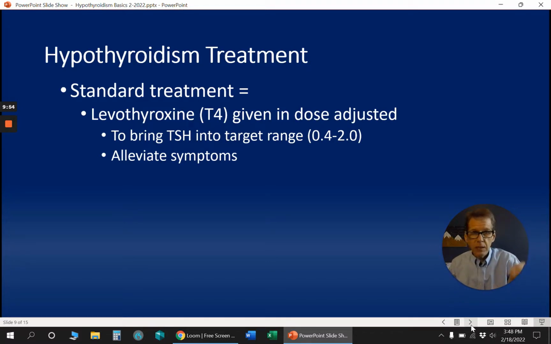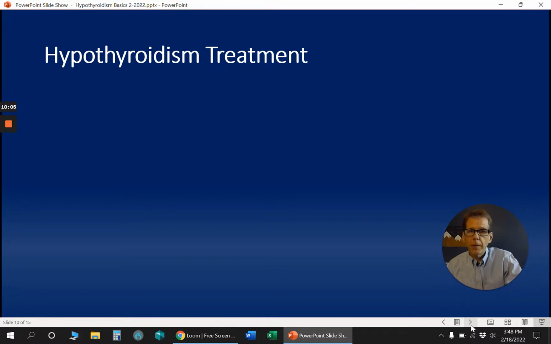And sometimes physicians get lost with that second piece, alleviating symptoms, and end up really focused on just the numbers. And that leads to some conflict. And it's one of the reasons why sometimes people come to chat with me.